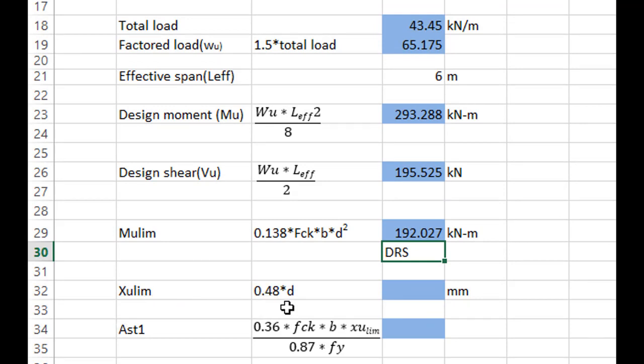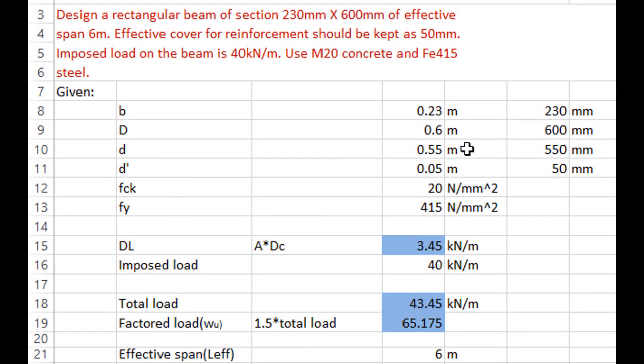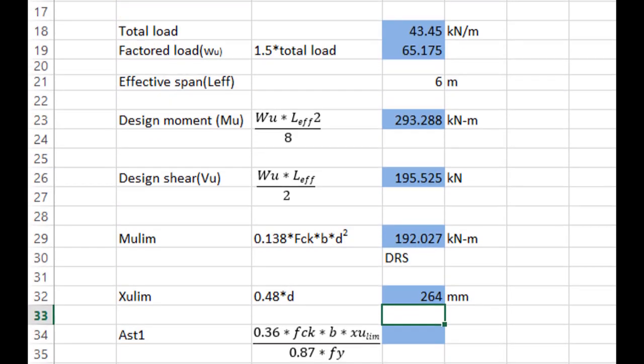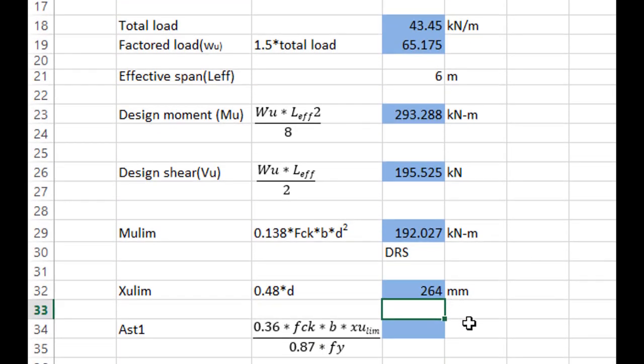Now to go further, we have to calculate the Xu limit, which is nothing but 0.48 into d. So let us calculate that value, equal to again 0.48 multiplied by the value of d, which is given over here, which is 264 mm. Now we have to calculate the value of Ast.